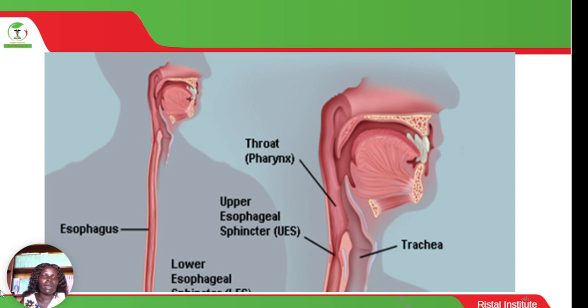So right there we have that structure. We have here the esophagus, as you can see. Then we have right there the throat. The pharynx is right there. Then we have the upper esophageal sphincter. Then the trachea.